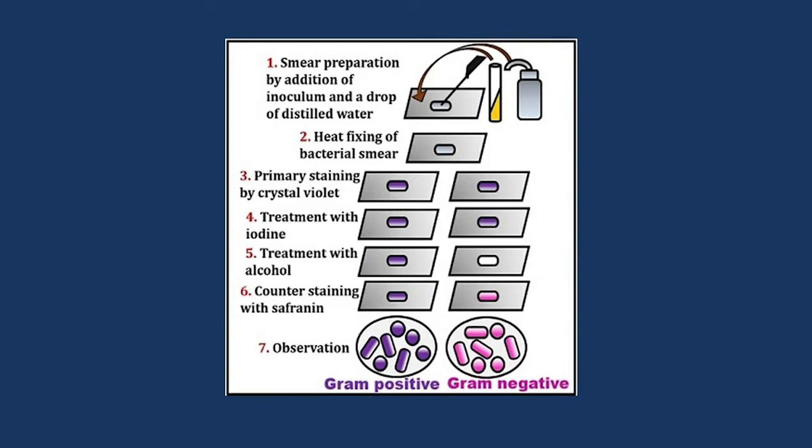Then it is treated with iodine. Again, it is treated with alcohol. Gram-positive bacteria remain violet in color, while gram-negative become colorless. Then it is treated with the dye safranin. The gram-positive bacteria will be violet in color and the gram-negative will be red in color.